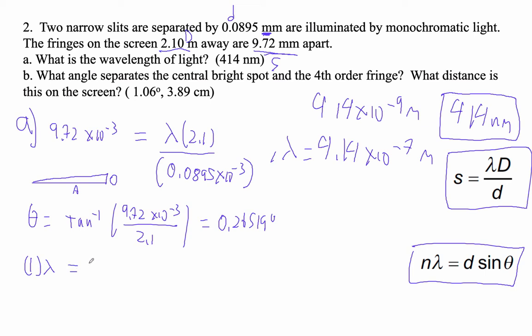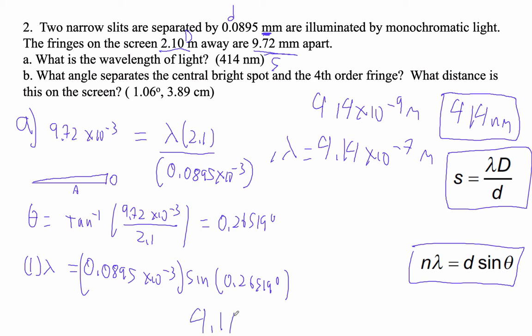And then that equals the d, which is 0.0895 times 10 to the minus third, times the sine of the angle, which is 0.26519 degrees. So lambda literally is just going to be this times this. So I'm going to go sine of that number times 0.0895 times 10 to the minus third. And I get 4.14 times 10 to the minus 7th meters.